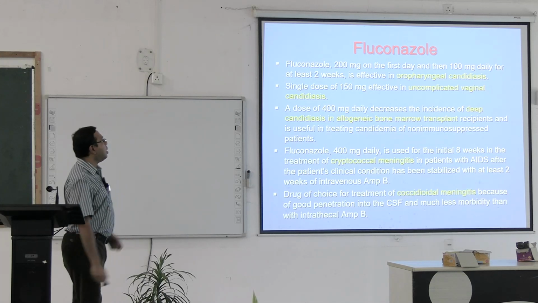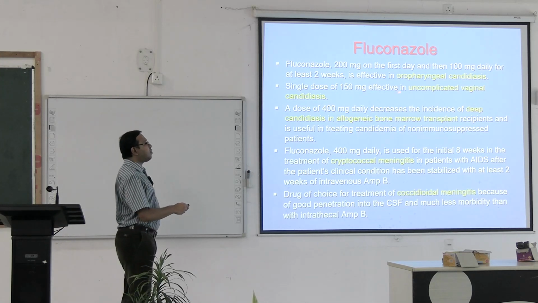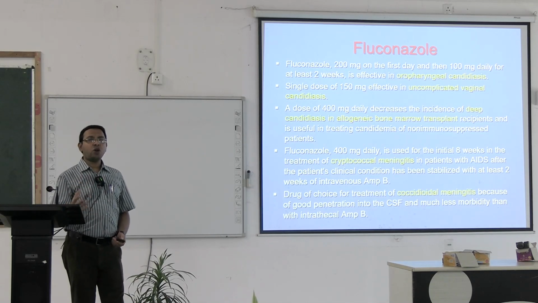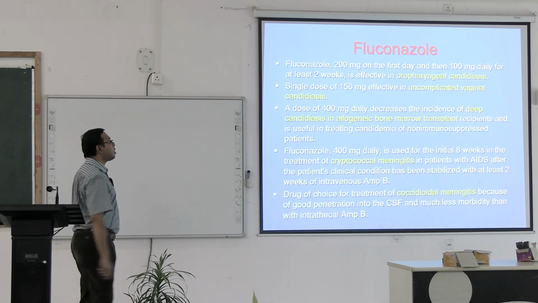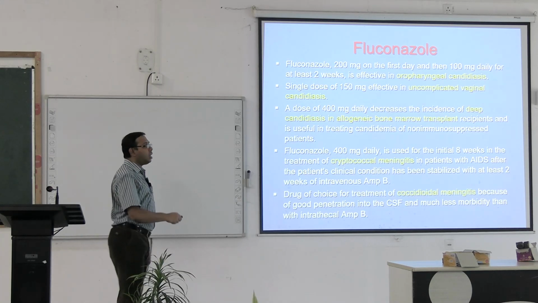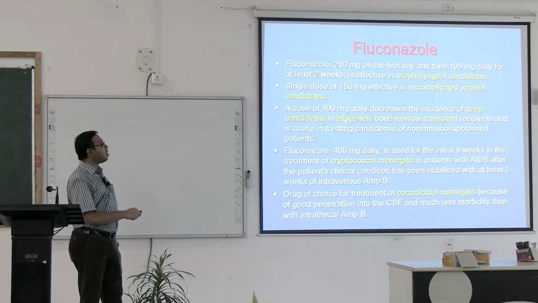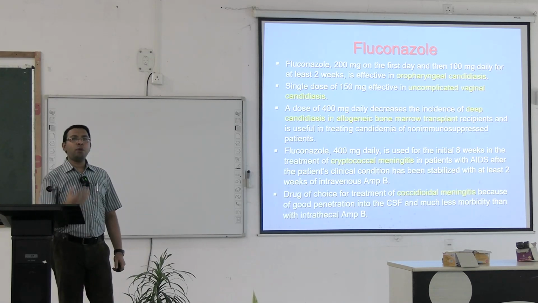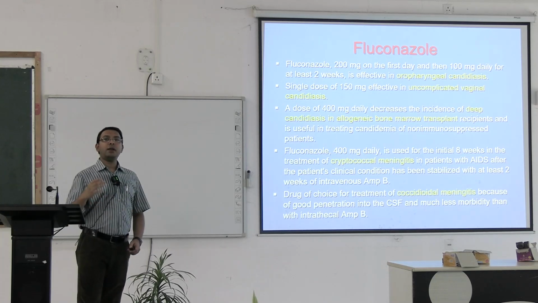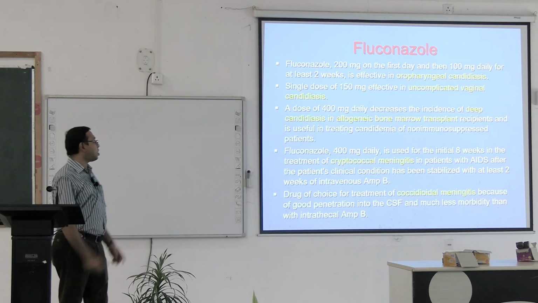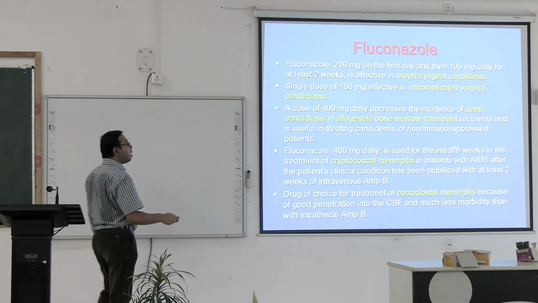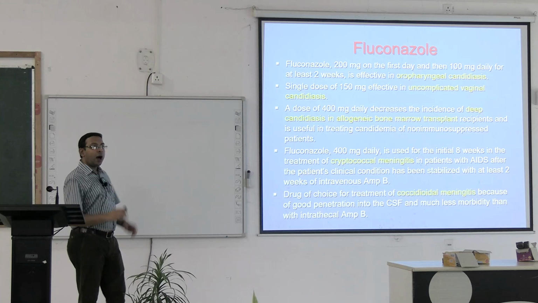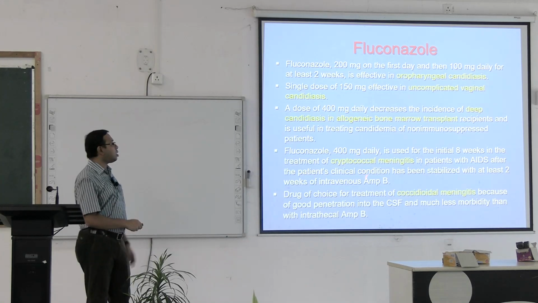This is one example. A single dose of 150 mg is effective in uncomplicated vaginal candidiasis. This is also common; for uncomplicated vaginal candidiasis, usually a single dose of 150 mg is given. A dose of 400 mg daily decreases the incidence of deep candidiasis in allogeneic bone marrow transplant. I have already said that with organ transplant and bone marrow transplant, the patients become immunocompromised and there are more chances of opportunistic fungal infections. Fluconazole 400 mg daily for the initial 8 weeks is usually given in cryptococcal meningitis in AIDS patients after they have been stabilized with Amphotericin B.